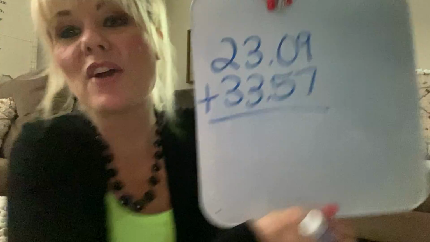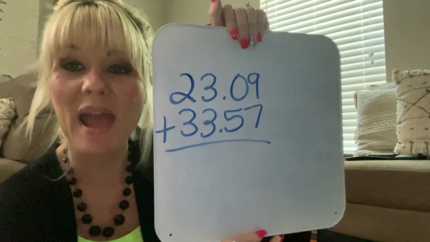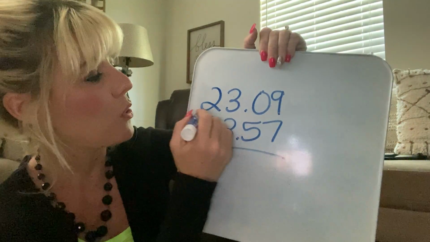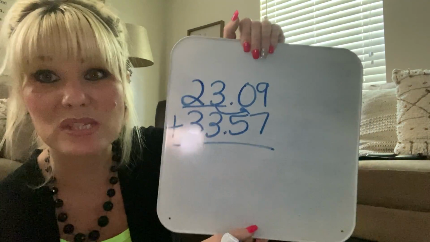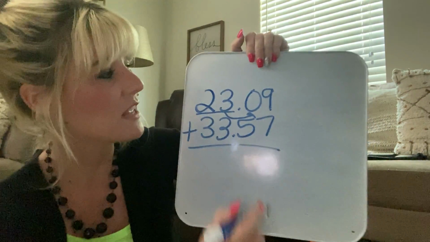Okay, number 5 is asking us, there's Nala, she loves you guys. Okay, it's asking us to estimate. So we do 23.9 plus 33.57. And this is how you estimate decimals before you add them together. You look at the whole number and you look beside it, and that is smaller than 5. So the 23 stays the same.